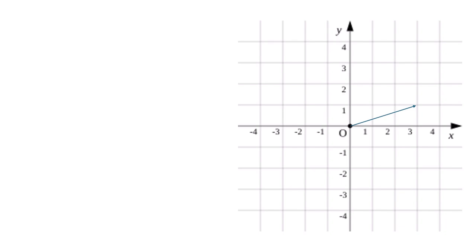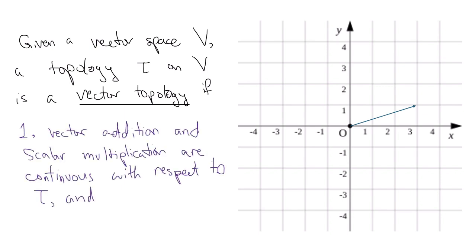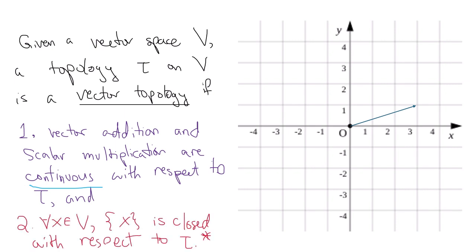I scaled the vector, I rotated it, but behind the scenes, that was all just scalar multiplication and vector addition, which leads us to the definition of a vector topology. Given a vector space V, a topology tau is a vector topology if tau satisfies 1, vector addition and scalar multiplication are continuous operations or transformations with respect to tau, and 2, for all x in V, the singleton set containing that vector is a closed set with respect to tau.